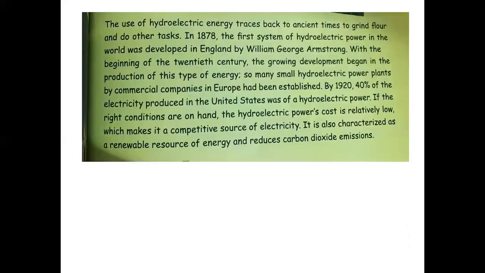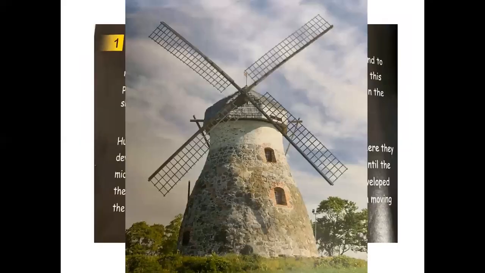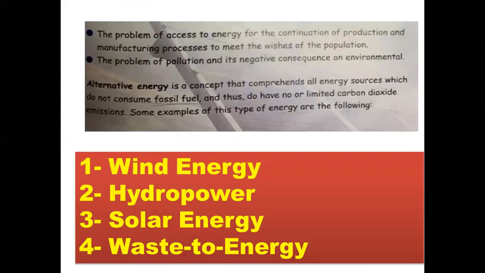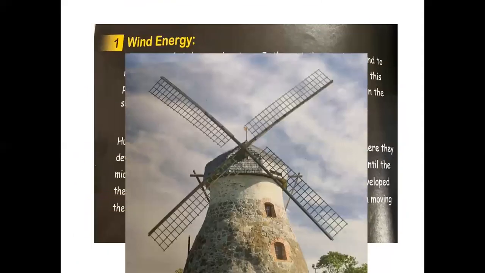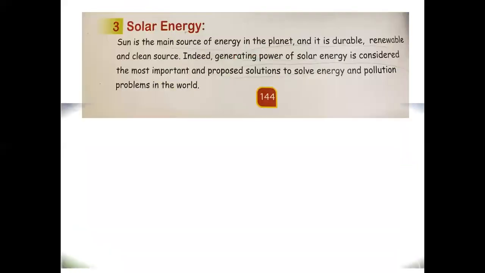So this was the entire lesson about alternative energies. As you can see, number one is wind, number two is hydropower, number three is solar energy, and number four is waste to energy. Now I'll move on to the workbook.